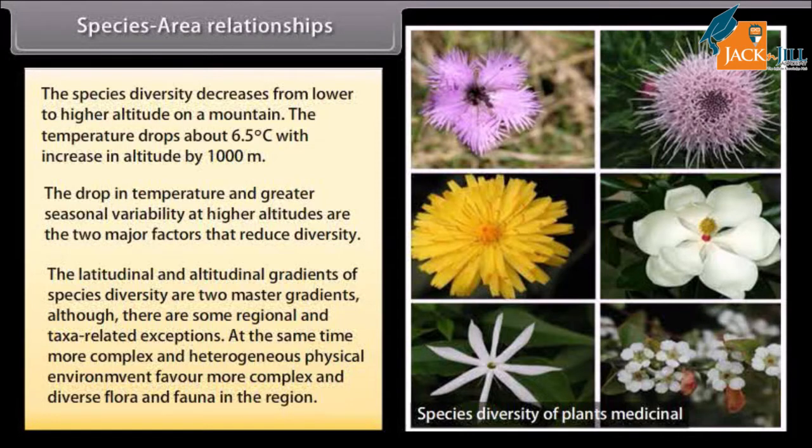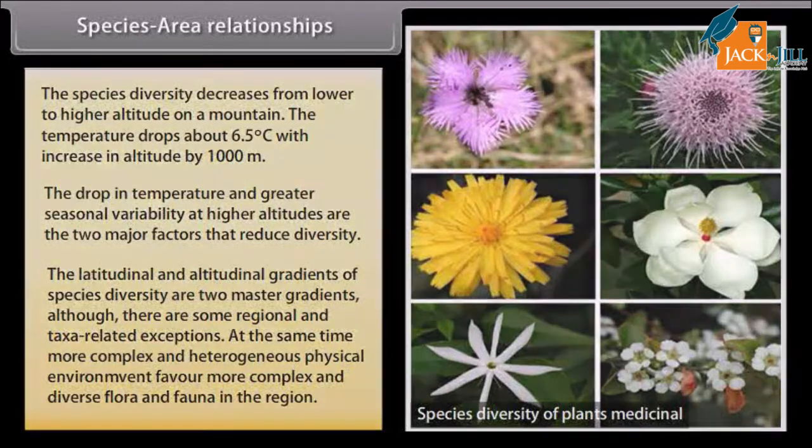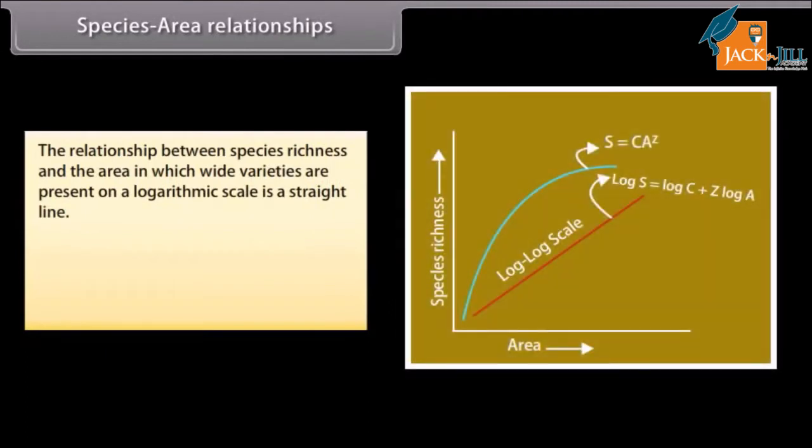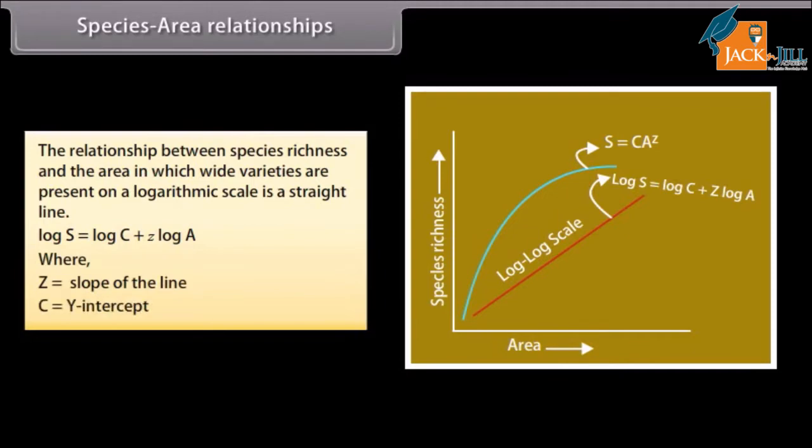At the same time, more complex and heterogeneous physical environment favors more complex and diverse flora and fauna in the region. The relationship between species richness and the area in which wide varieties are present on a logarithmic scale is a straight line given below. Log S = log C + Z log A. Z is the slope of the line. C is the y-intercept.